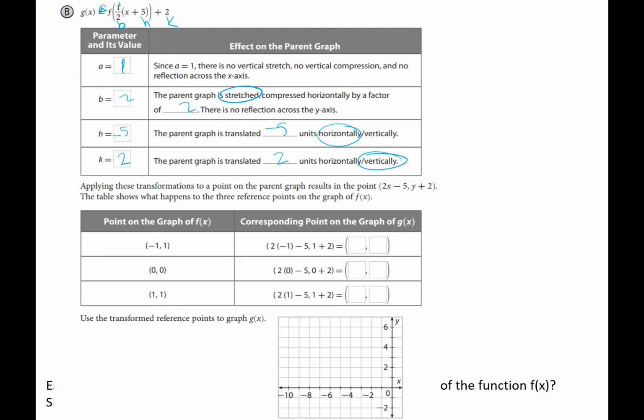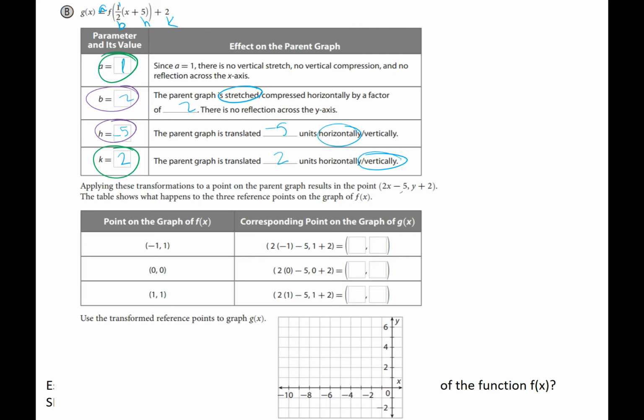So let's talk about their little formulas that they did for each one of the points. So again, the x coordinate is affected by the B and the H. So the B value is 2, and we multiply that by x, and then we subtract 5 from it. And then the y value is affected by A and K. So A is 1, so 1 times y is just the y, and then we're going to add the 2 for that vertical translation.